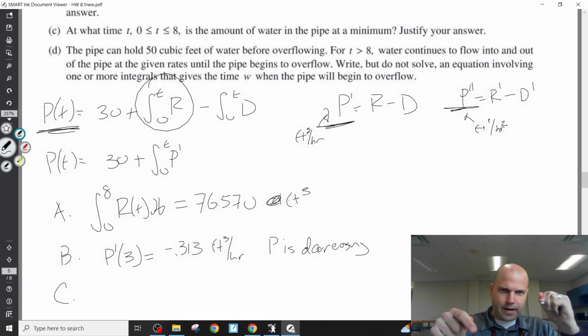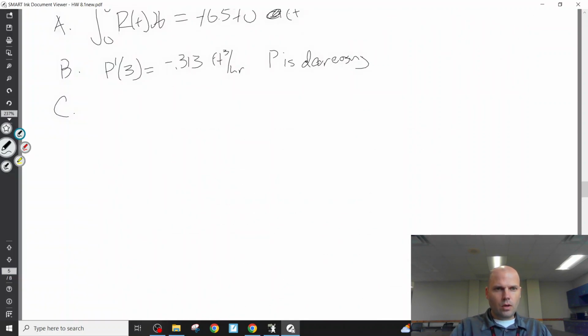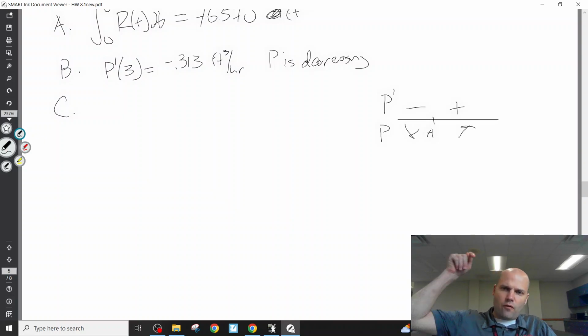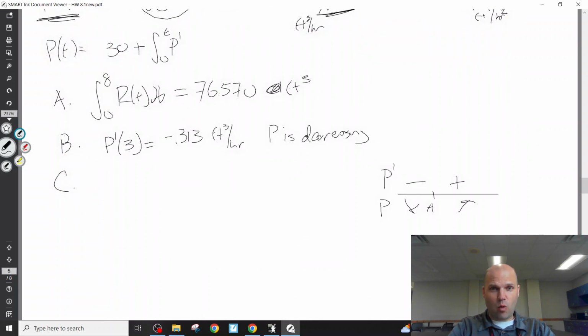Minimum, again, 2 options for this specific example. You have your sign analysis. I didn't do this on the previous question because I was rushing. But your sign analysis in this case of P prime is negative until A and then positive. You know P is decreasing then increasing. You know for a fact that at T equals A, you have a min. Do they ask you for the amount of water? No. At what time is the amount of water a minimum?